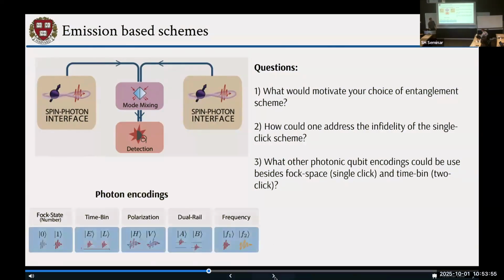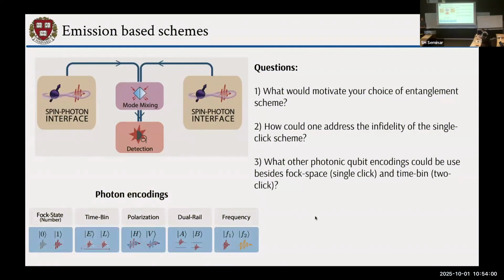In general, there are quite a few different things. You can also do it with frequency. So it could also be that these 0 and 1 are not degenerate in frequency, but two different frequencies, and now you want to detect a photon on one frequency and on another frequency. You could do that as well. Dual rail is kind of like time bin, but dual rail is in space. You could say, okay, one I emit in one direction, one in another direction.